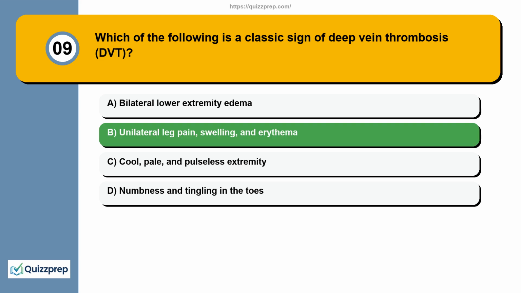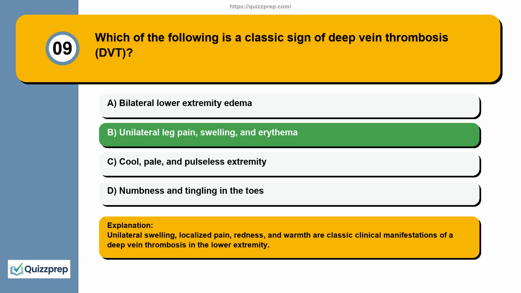The correct answer is option B. Unilateral leg pain, swelling, and erythema. Explanation. Unilateral swelling, localized pain, redness, and warmth are classic clinical manifestations of a deep vein thrombosis in the lower extremity.